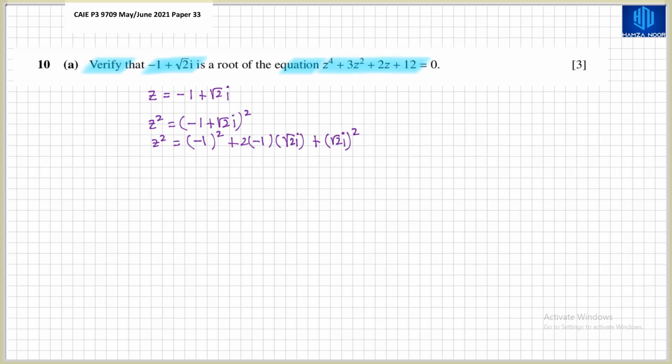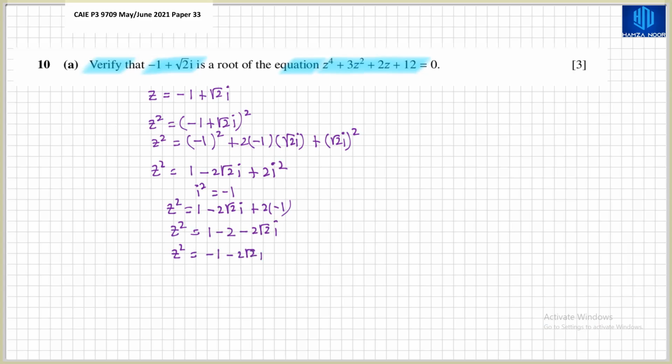Okay, so therefore we can say that z squared is equal to 1 minus 2 root 2i plus 2i squared, and since i squared is equal to -1, therefore z squared will be equal to 1 minus 2 root 2i plus 2 times -1. So z squared is equal to 1 minus 2 minus 2 root 2i. Therefore z squared is equal to -1 minus 2 root 2i.